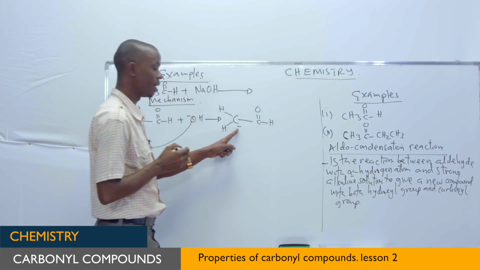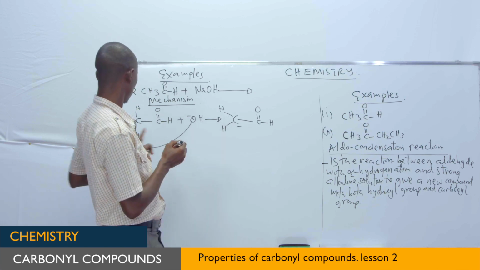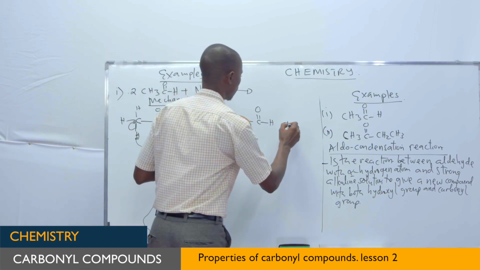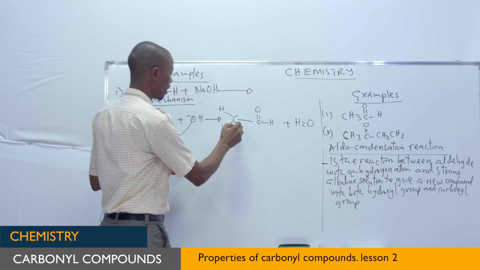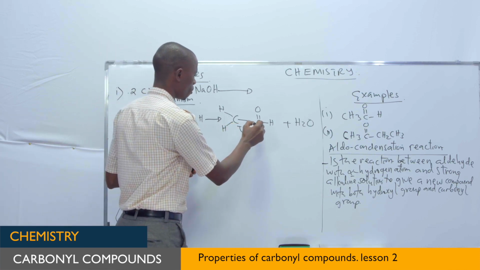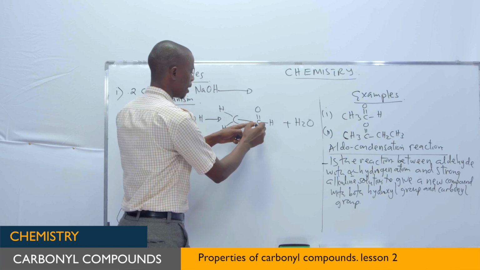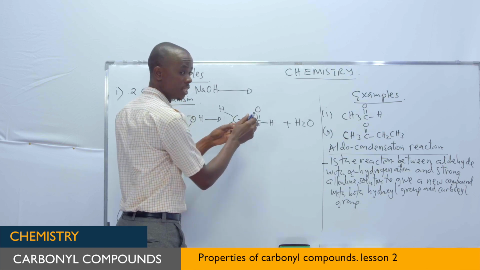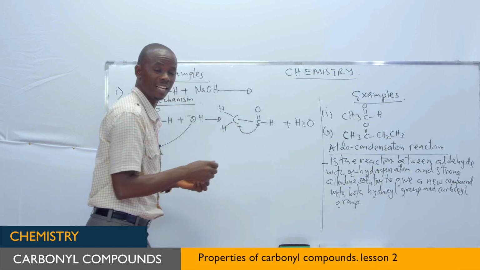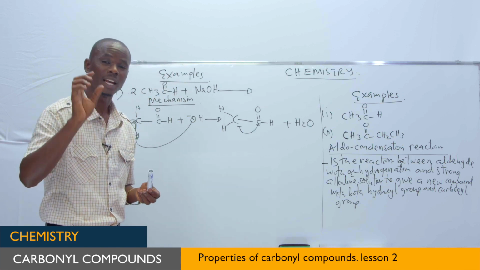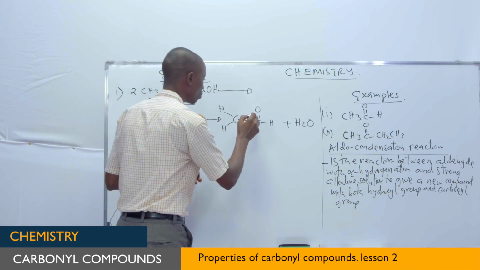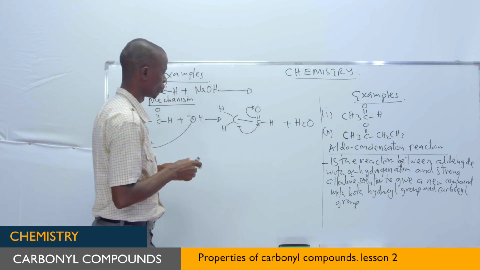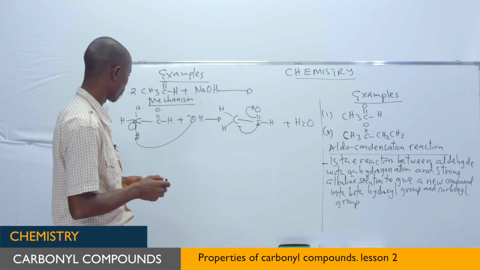This carbon will be negatively charged. And also this one will form water. Now what will happen? This electron will go to this carbon atom, and because the carbonyl group is a strongly electron withdrawing group, the electron will be withdrawn to the oxygen atom in that way.